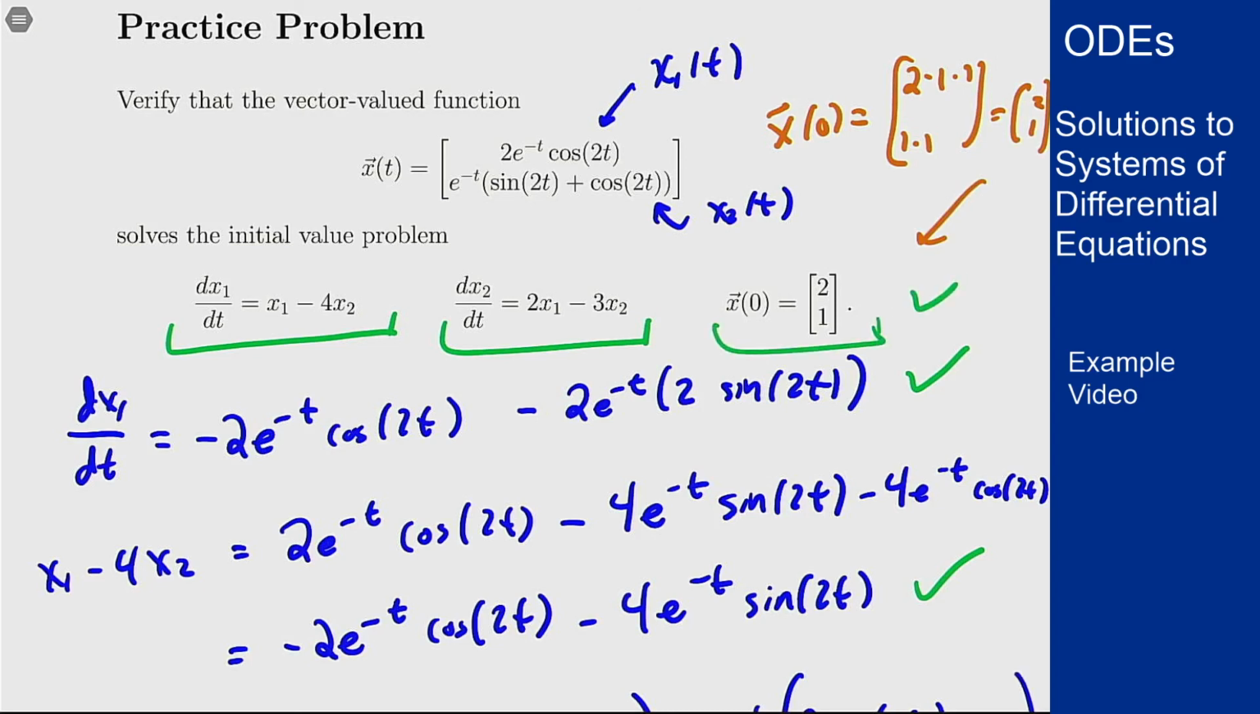Since all three are true, we know that this vector valued function then solves this system of differential equations.